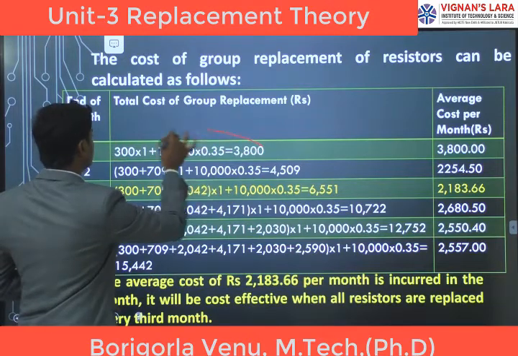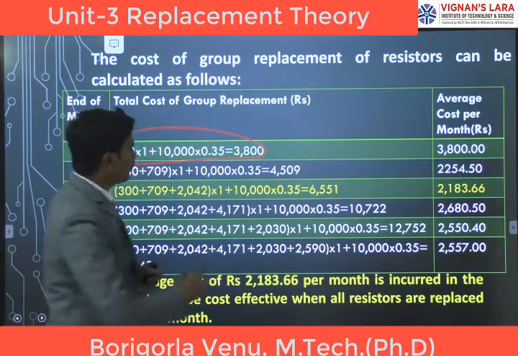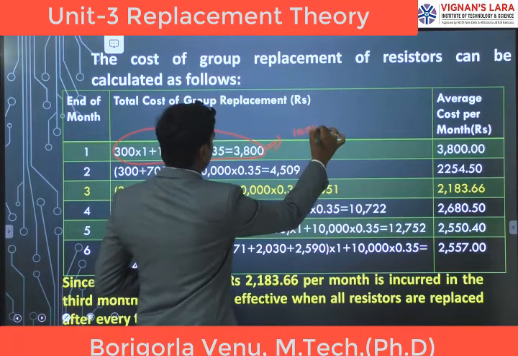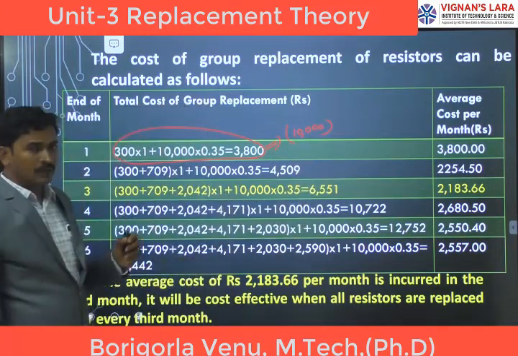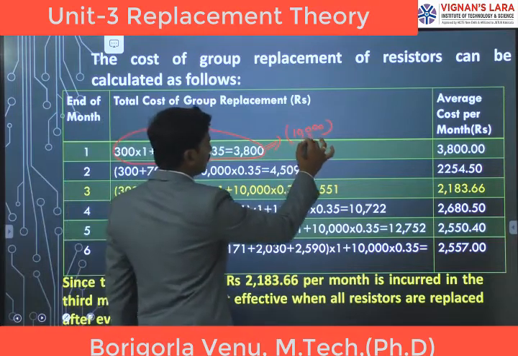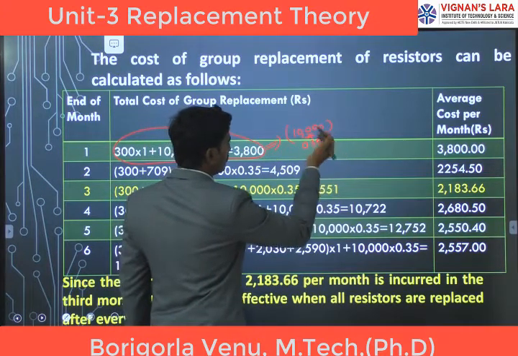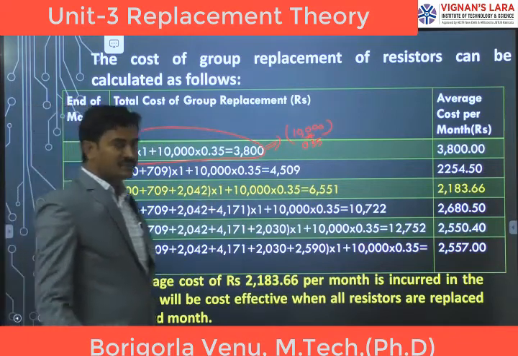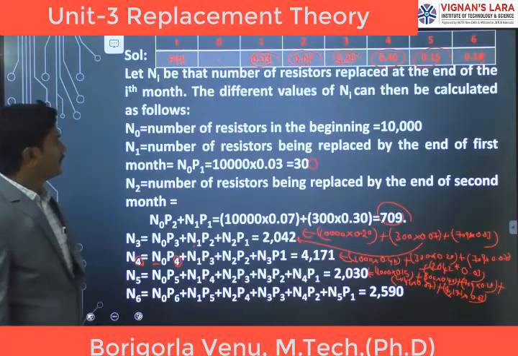How do we get this? Initially, how many resistors do we have? 10,000 resistors we have. And what is the cost of group replacement? If we replace 10,000 resistors, the price is 0.35. Also, initially, how many resistors are failed? We already calculated that.